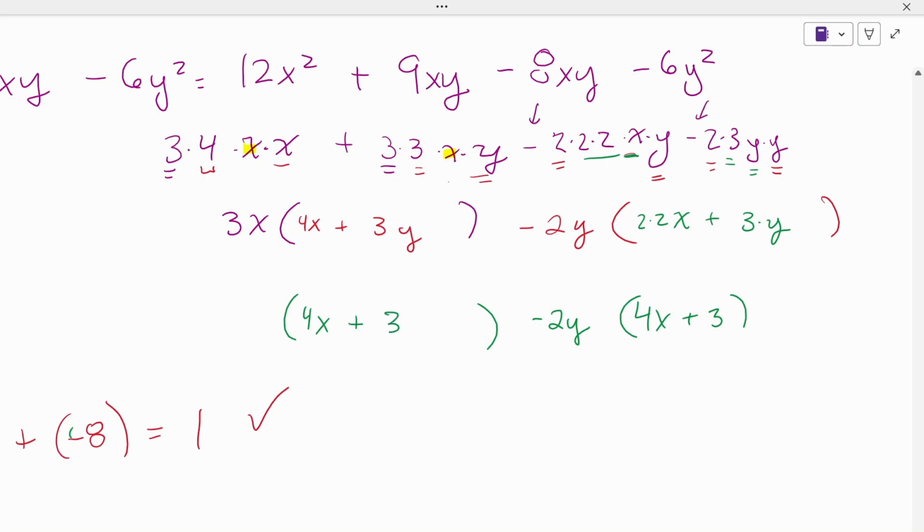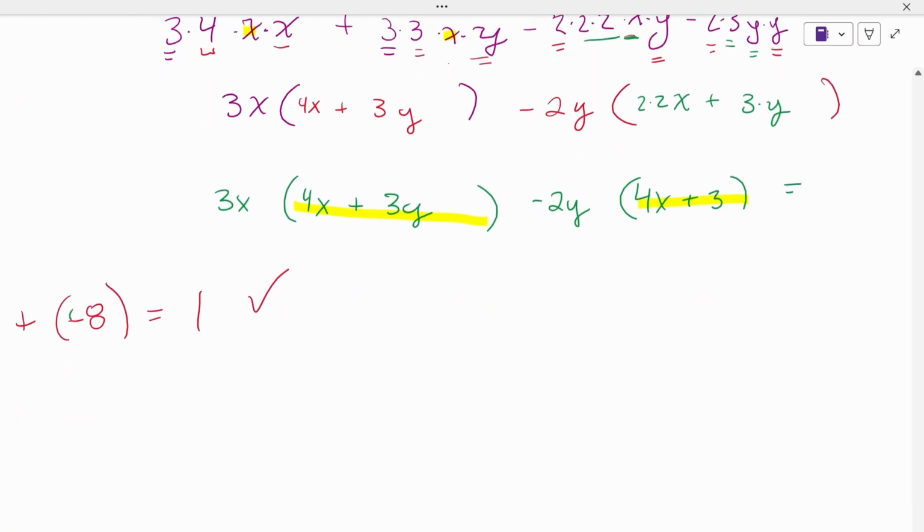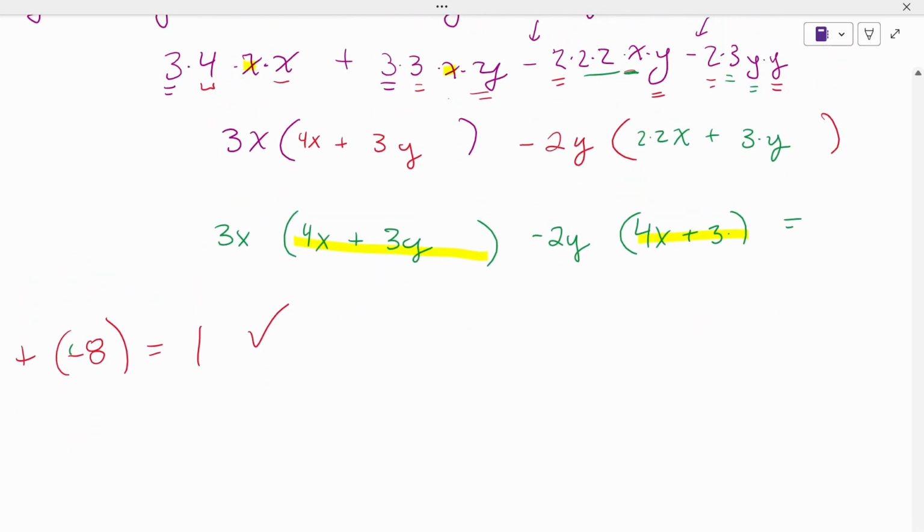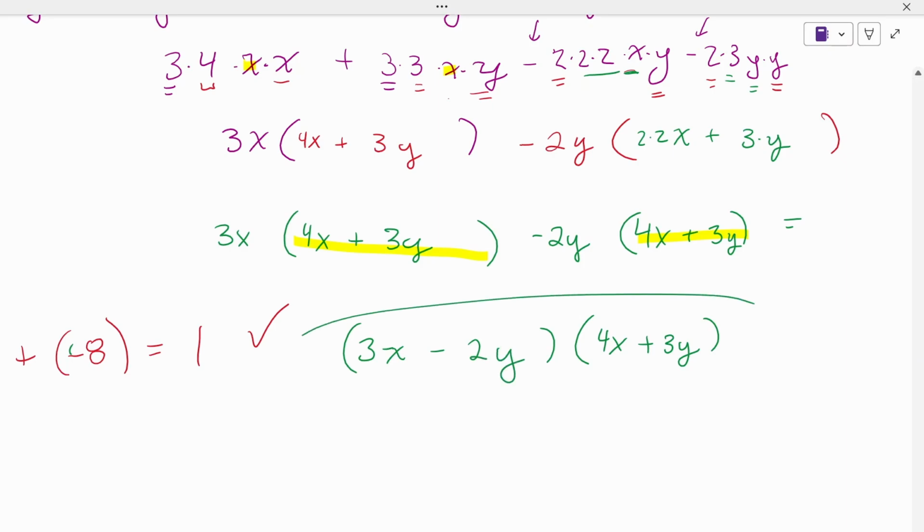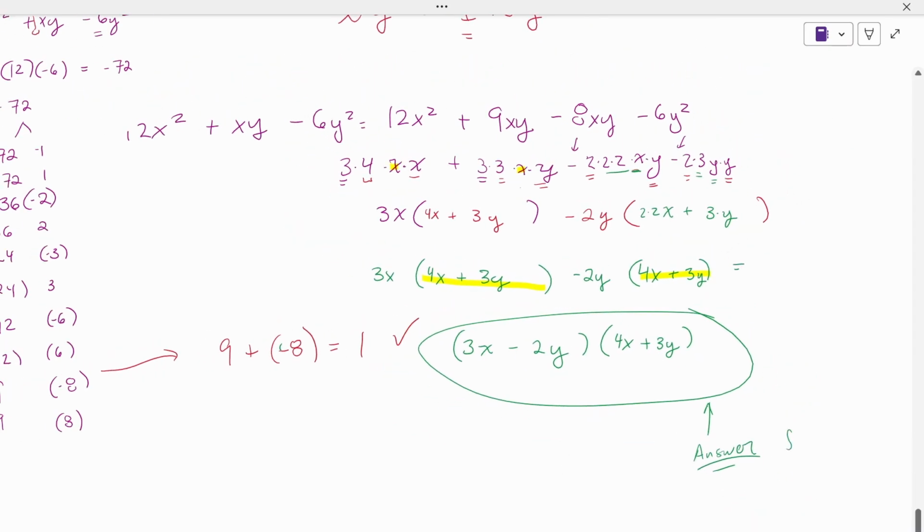So you're going to have 4x plus 3y times the quantity 3x. And now our factor by grouping setup is almost complete because you see you have 4x plus 3y in both instances. It's a good way to check that you have not made a mistake. You may write these terms like so and circle it. This is your answer. And that's your answer. Solution. That's all. That's all you have to do.